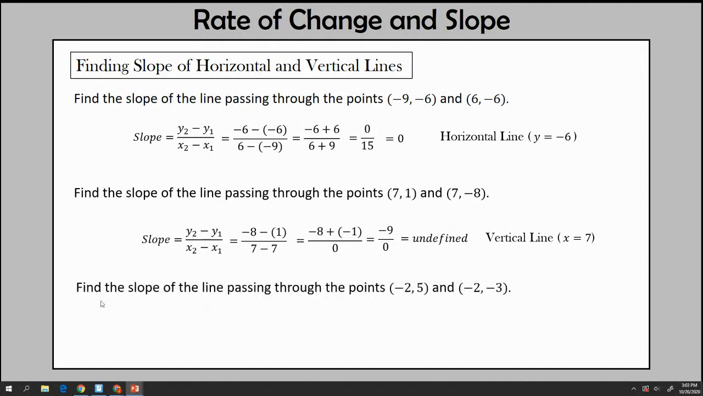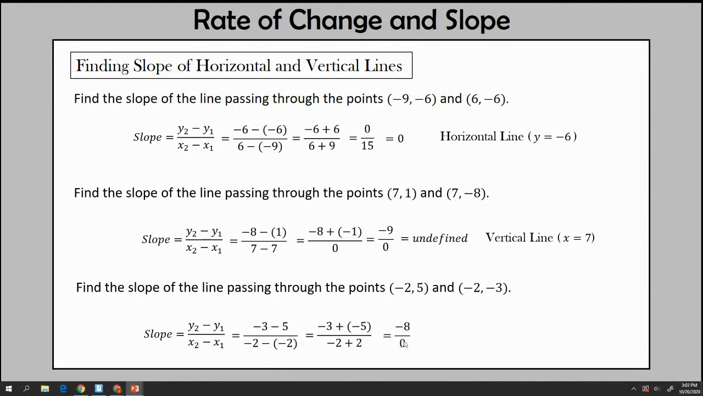Okay, one more of these. Find the slope of the line that goes through these points. Same directions, same process, difference in the y's over difference in the x's. So we're going to go -3 minus 5, -2 minus -2. It's going to become -3 plus -5. And this becomes plus a positive, so -2 plus 2.